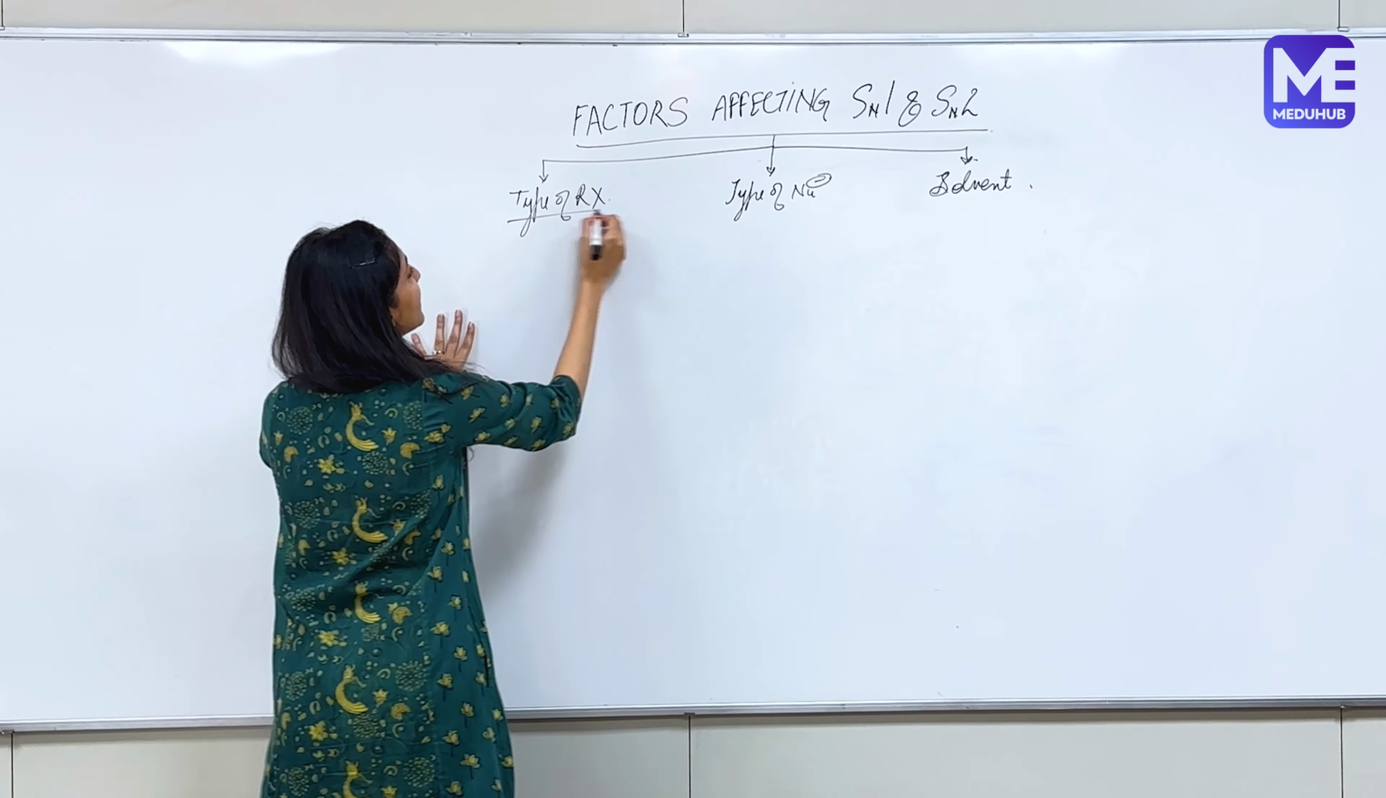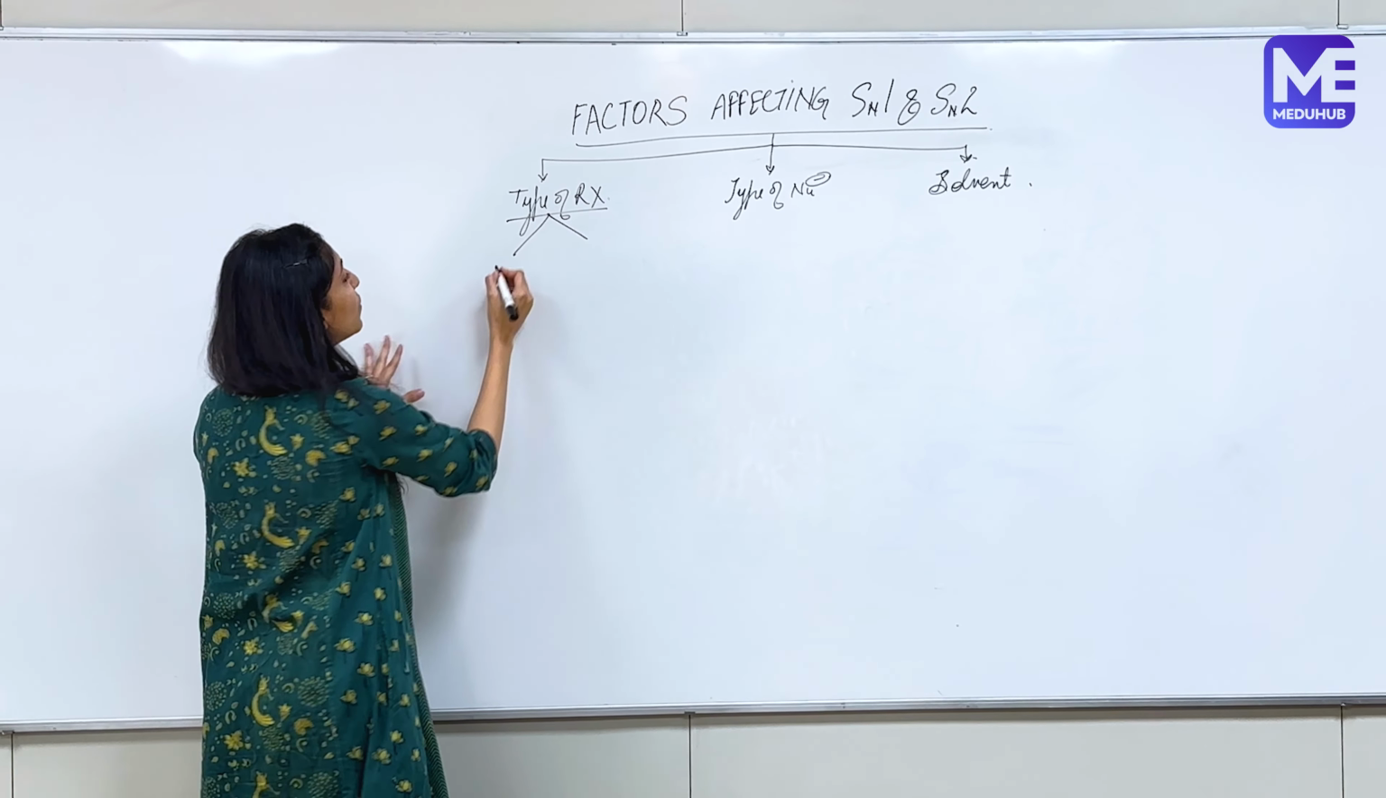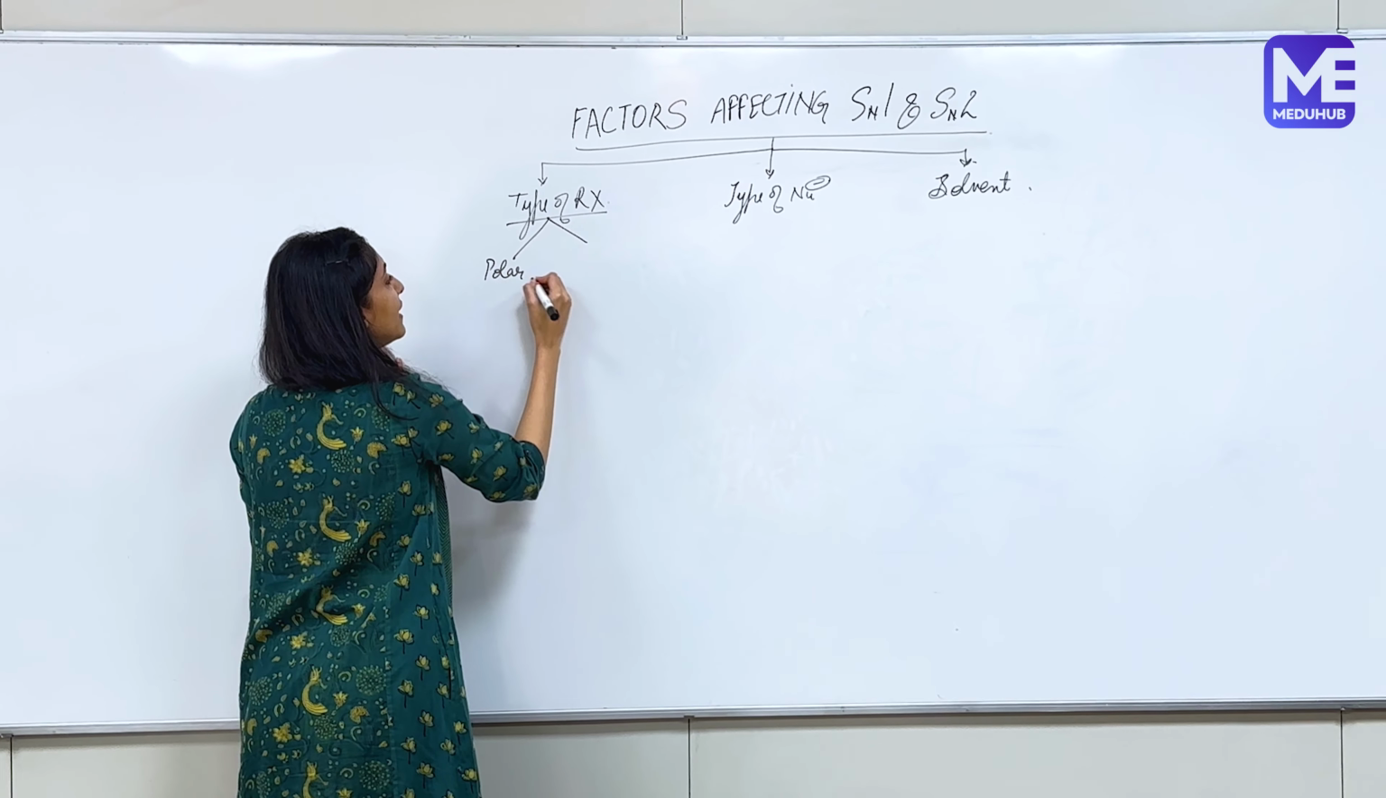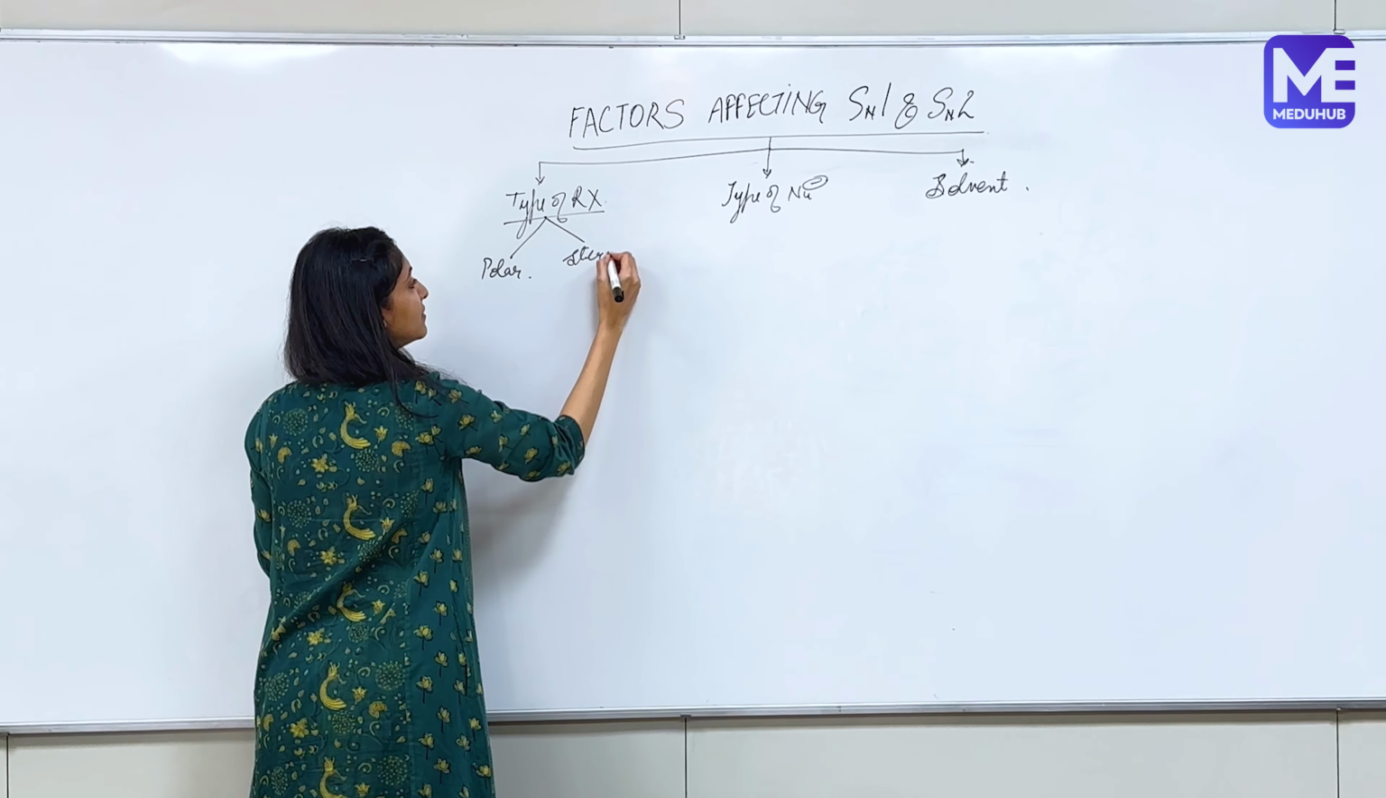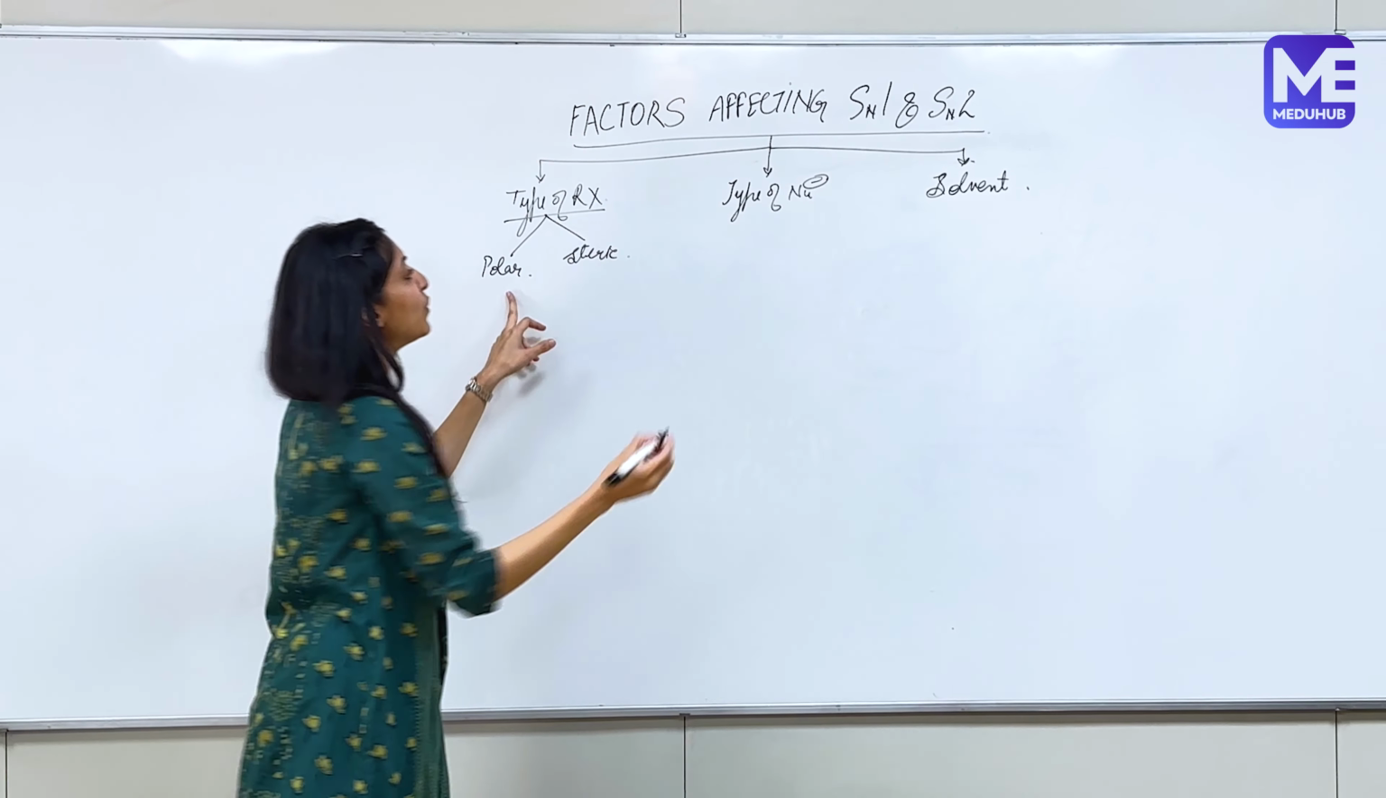Under type of Rx, we can consider two factors. One is the polar factor and the other is the steric factor. Let us discuss the polar factor first.